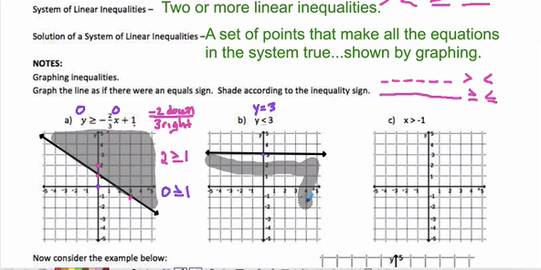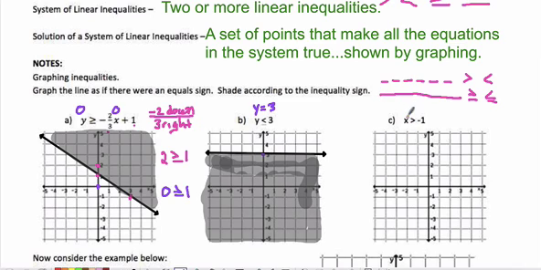And I'm not going to test a bunch of points this time like I did the last one. But just know that any point that I pick within this shaded region, if I were to plug it in, would work, would make the equation true. Any point that I picked up here would not make the equation true. All right, last one we're going to do together here.